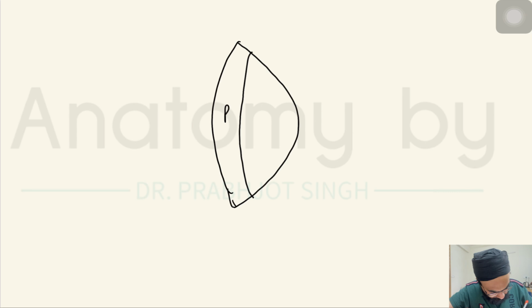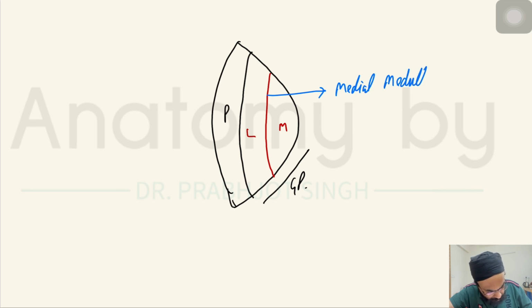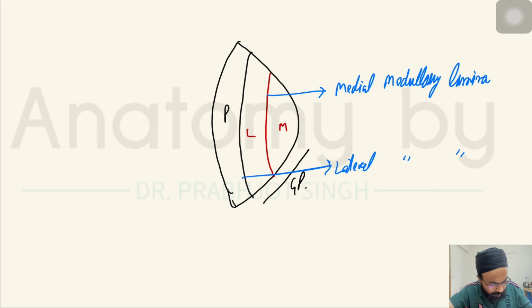So this is putamen, and this whole is globus pallidus. Globus pallidus is further divided into two parts, the medial part and lateral part. Now we need to label these divisions of the structures. This is known as the medial medullary lamina, and this is known as the lateral medullary lamina. So the lateral medullary lamina is dividing the lentiform into putamen and globus pallidus, and the medial medullary lamina is dividing the globus pallidus into the lateral and medial parts.